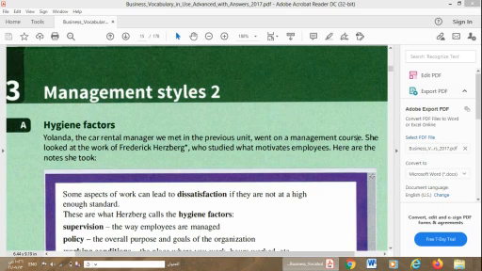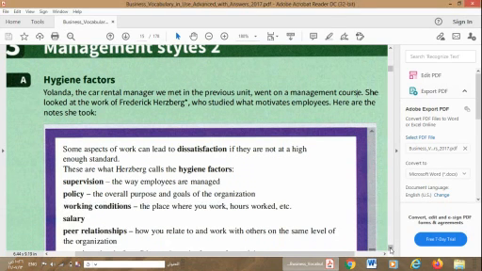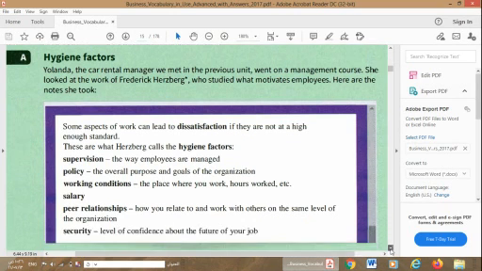Okay, so let's start to talk about the factors in more detail. Some aspects of work can lead to dissatisfaction if they are not at a high enough standard. طبعا هنا بيحكي على الهايجين factors. لو كان في عندي absence of hygiene factors this will lead to dissatisfaction, if they are not at a high enough standard. These are what Herzberg called hygiene factors. طيب ناخد example على hygiene factors.